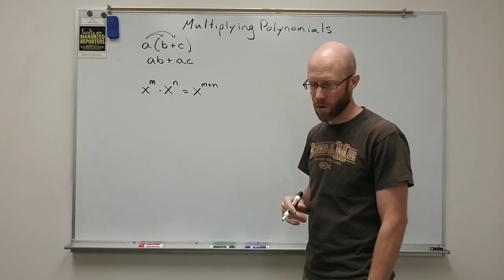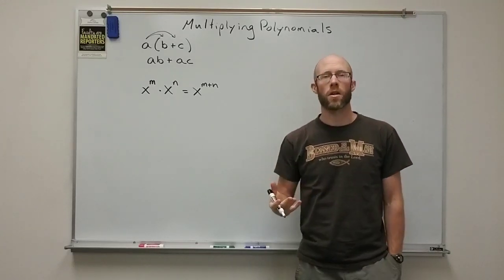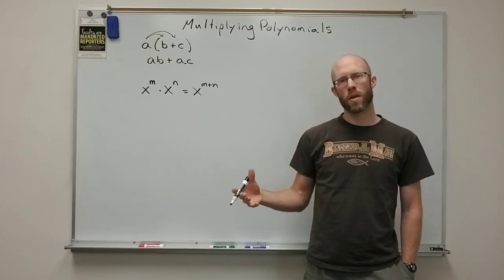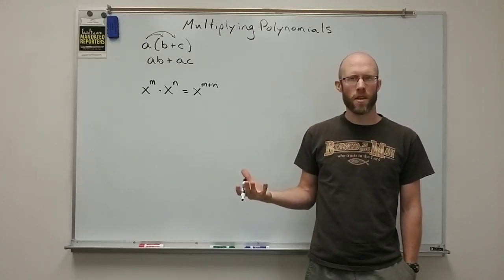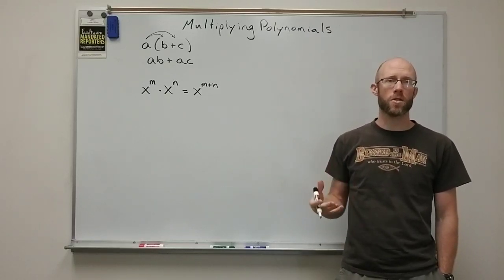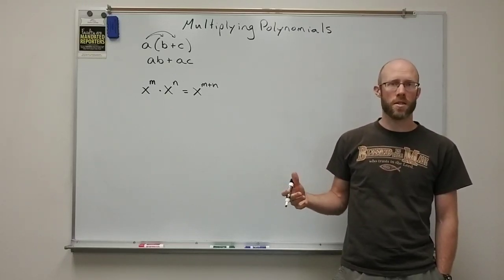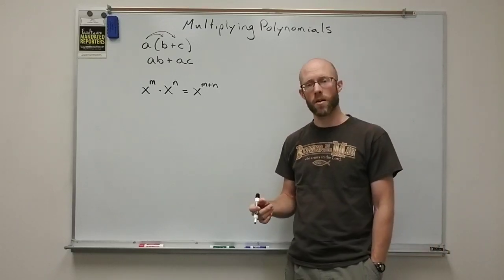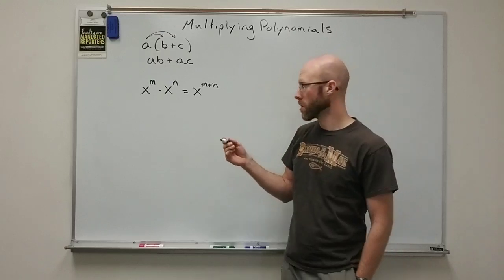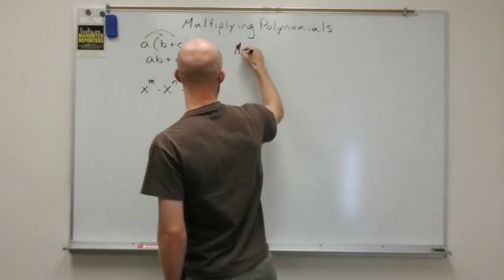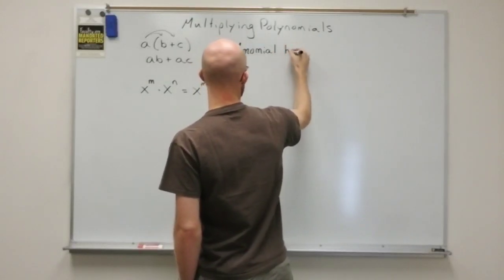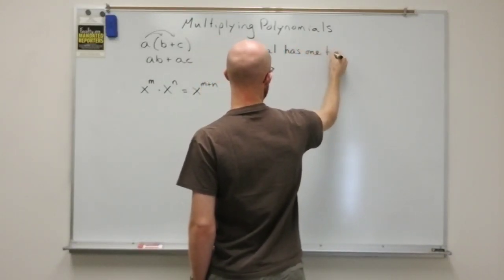One thing I did want to talk about: polynomials come in different sizes. I didn't explain this in the last section, though it probably fit there when I introduced polynomials, but they do come in different sizes. And the different sizes have names, okay? So a polynomial with one term is called a monomial, okay? So a monomial has one term.